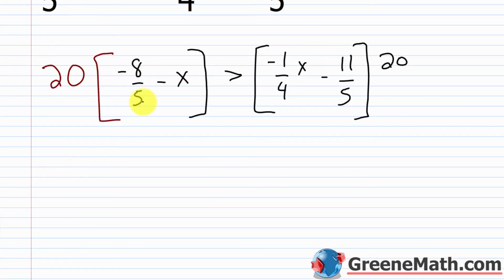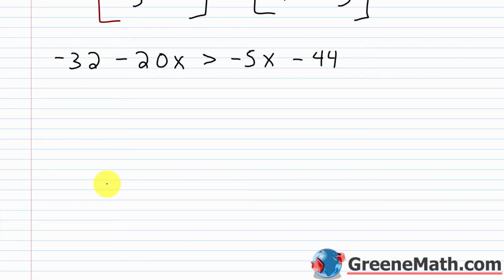So 20 times negative 8/5, 20 would cancel with 5 and give me 4. 4 times negative 8 is negative 32. So then minus 20 times x is 20x. And this is greater than, over here, 20 times negative 1/4 x. So 20 divided by 4 is 5. 5 times negative 1 is negative 5. So this would be negative 5x. And then minus 20 divided by 5 would be 4. 4 times 11 is 44.